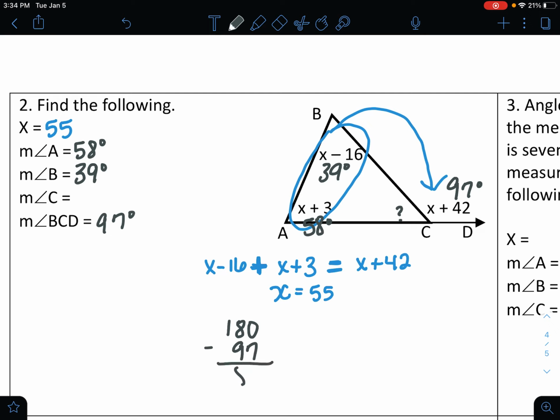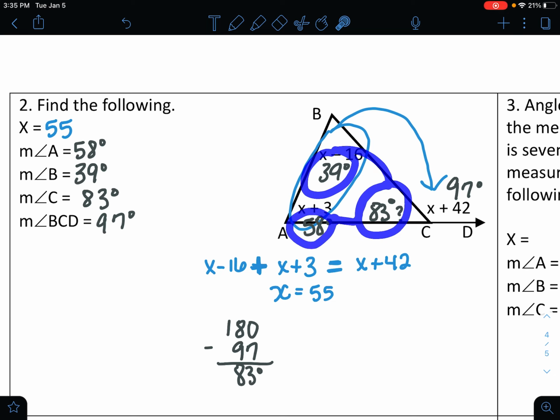And we get 83 degrees. Of course, you can double check your work. Let me put my little 83 degrees here. You can double check your work by adding up 39, 83, 58, and making sure they equal 180 degrees, which I'm going to do now. Yep, so we're good. Cool.